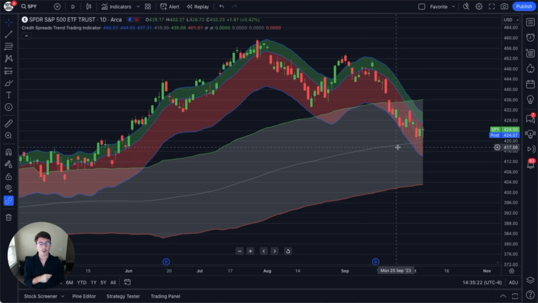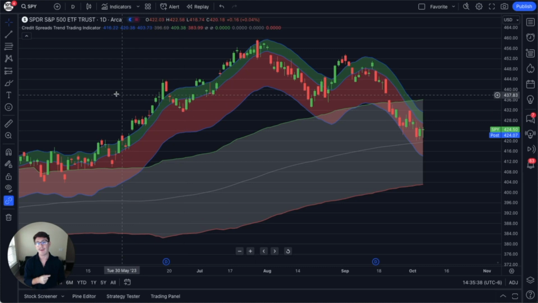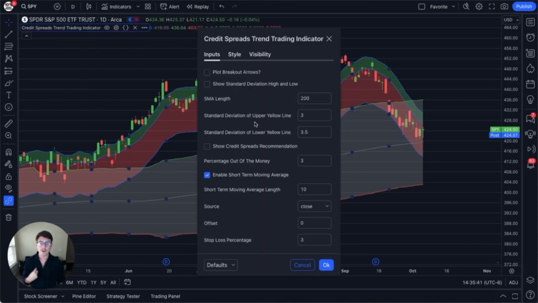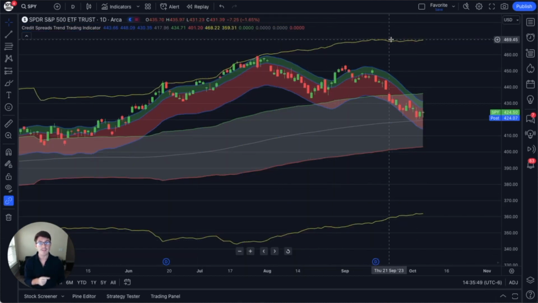But basically, this middle line is the 200-day moving average. So the first thing is the stock needs to be above this gray line. So if we're looking at it from a checkpoints thing, this is check true. Next, the stock price is less than 3 standard deviations of that moving average. Where exactly is that level? Well, if I go here to the settings, you can see that if I enable the standard deviation high-low, 3 standard deviations above is this yellow line. So I know that this trade is going to be good if it's above this gray line and below this yellow. This is my bullish momentum upward type of range.